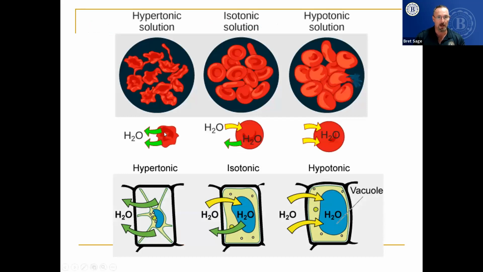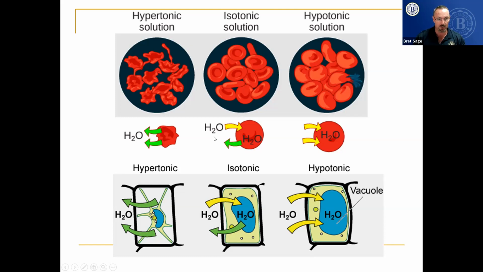Let's start right in the middle. I know it's not normally where we start, but in an isotonic solution, the red blood cells, which have this shape, remain this shape, because as water comes in, so does it leave, because there's equal amounts of salt on both sides. And the same is the case for the lettuce leaf or plant cell.